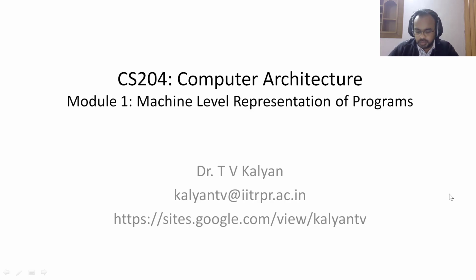Hello students, this is the second lecture in module 1. In the previous lecture, we just started looking at what the compiler does and what the assembler does, and to understand them we also got introduced to the terms assembly language and machine language, which is basically a sequence of zeros and ones.